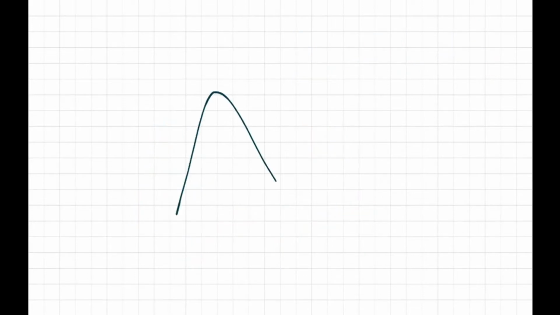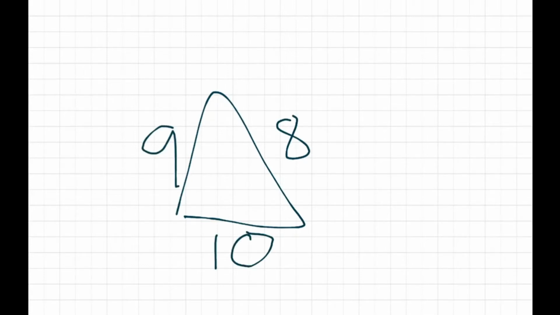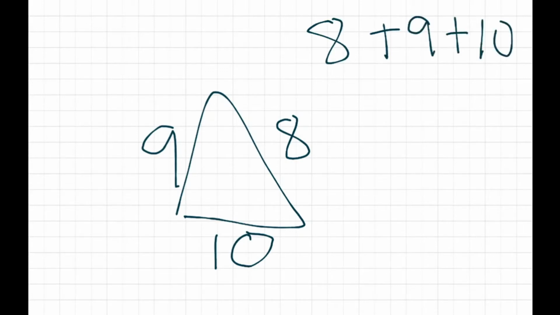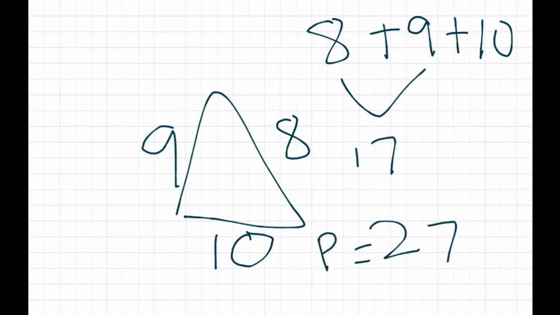Now for perimeter, let's say we know the side lengths are 8, 9, and 10. We can add 8 plus 9 plus 10 because we're adding all the sides together. And 8 plus 9 is 17, and 17 plus 10 is 27. So the perimeter of this triangle is equal to 27.